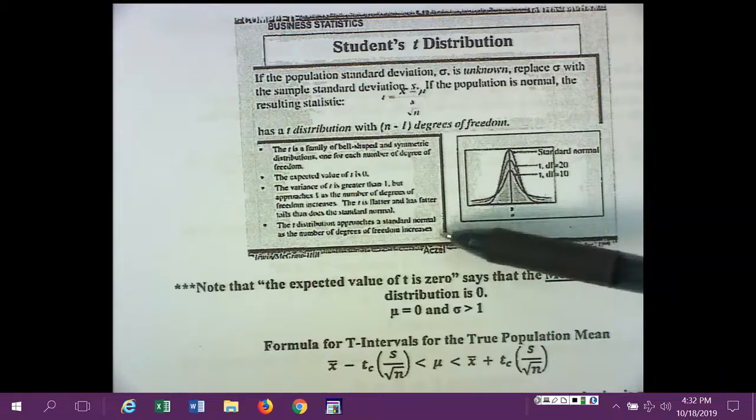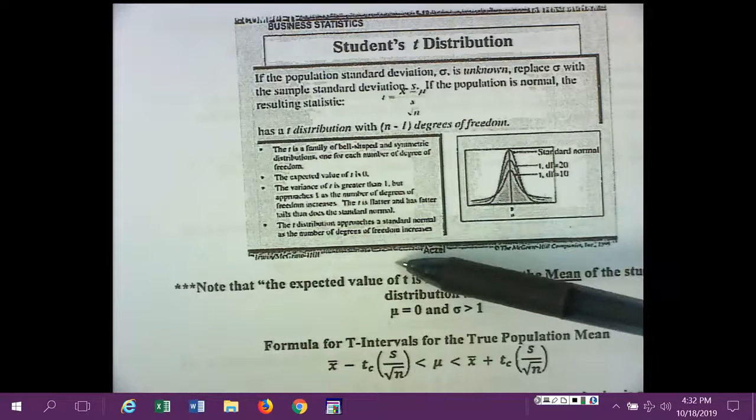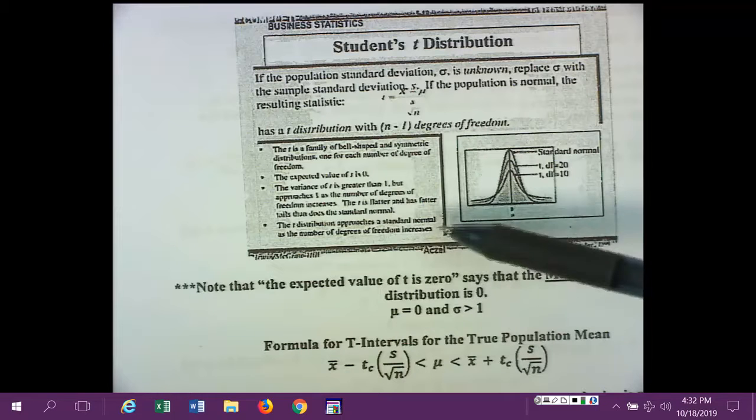One property that I stressed in class is the last property that says the t-distribution approaches a standard normal distribution as the number of degrees of freedom increases. You can also say as sample size increases, the t-distribution approaches the z-distribution. This is a calculus concept with the idea of limits.